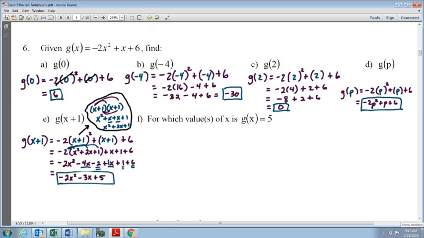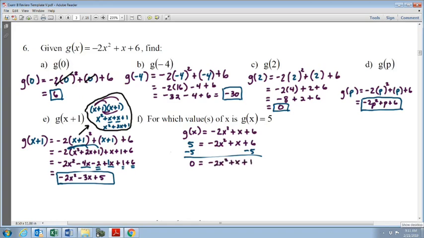All right, last one here. It says for which values of x is g of x equal to 5. So basically, I'm just going to rewrite the function, but g of x should be replaced with 5. In other words, remember g of x is another name for y. Our y value is 5 here. And so this is a quadratic equation, so we want 0 on one side. So let's subtract 5 to do that.